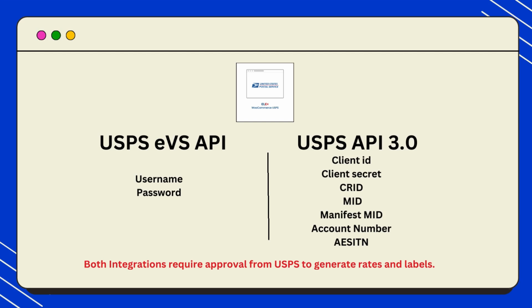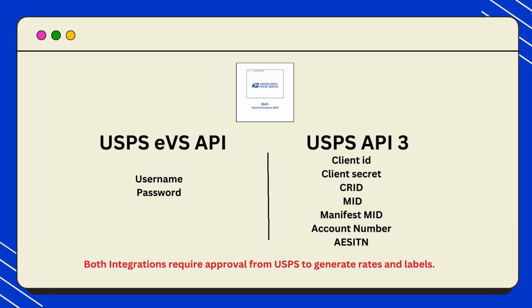USPS has some restrictions for the approval of EVS label generation. However, USPS API 3 does not have such restrictions. In order to use the API 3 integration, you need to create a USPS developer account and contact the USPS team to get the credentials such as account number, CRID, MID, manifest MID, and AESITN number. If you want to know more about the credential creation process, then follow the link provided in the description.